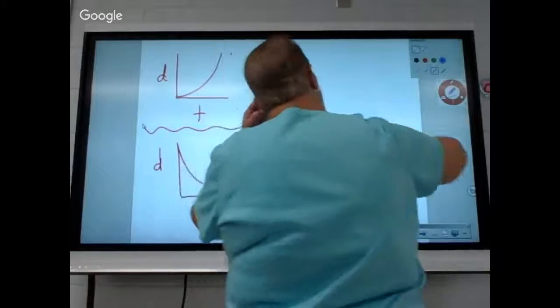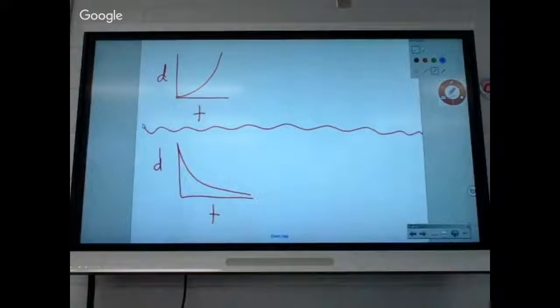All right, so the second variety. How else can we label the graph?